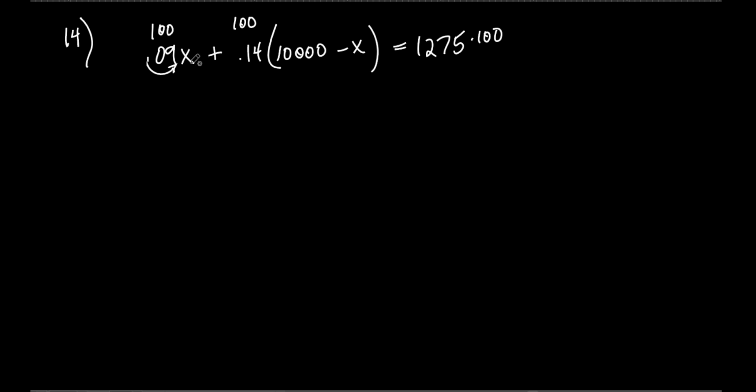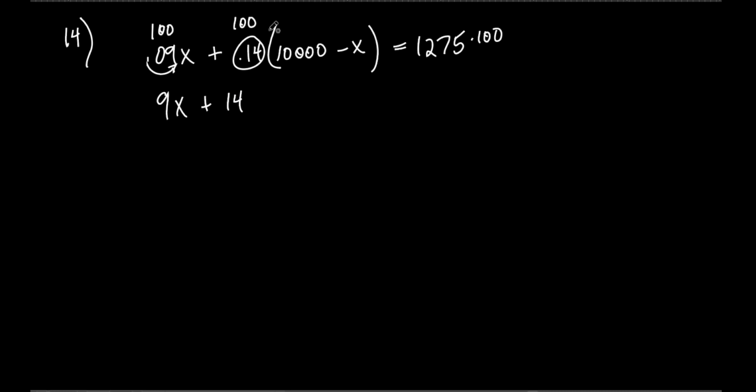Again, it's easy to multiply decimals by hundreds or any power of 10 because all you have to do is just move the decimal place. So if I multiply by 100, I'm moving it 2 places to the right. That just gives me a 9x. It's a lot easier to deal with than 0.09x. It's worth the little hassle of multiplying by 100. And then this right here is easy too. Watch what I'm doing. I'm only multiplying that 0.14 times 100, so I get a 14.